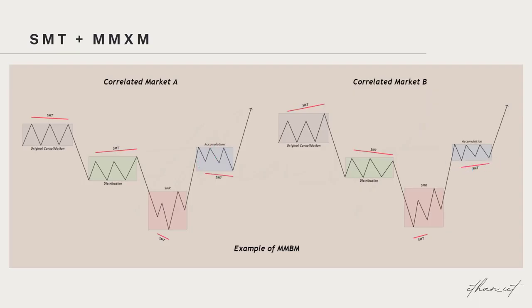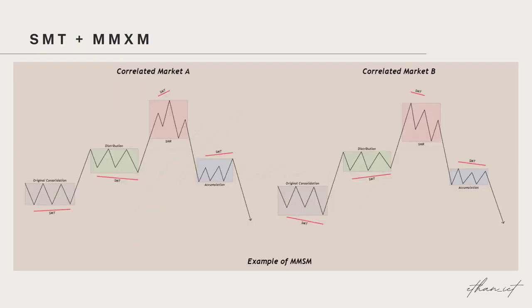A lot of times, people that are only fixated on one market, let's say this is ES on the right side and it's NQ on the left side, when they are looking for a liquidity sweep on ES and they don't get it, it's because SMT has occurred within the markets.